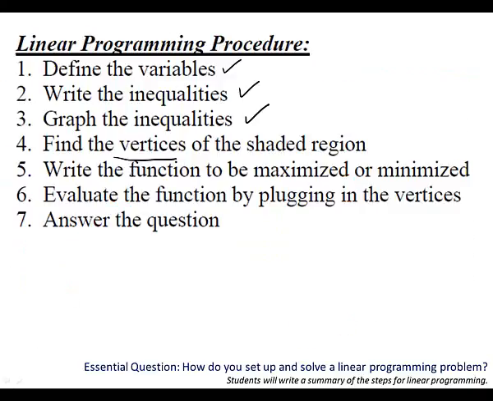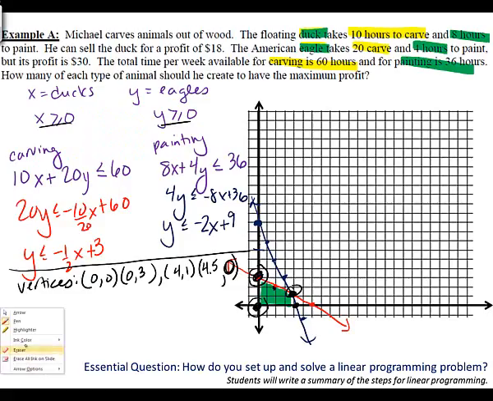So what does the instruction say? Write the function to be maximized or minimized. So we have to write another function, and this is something totally new for us. How many of each type of animal should he create to have the maximum profit? So we got to talk about money. Is there some information about money in here? How much profit is the duck? $18. So wouldn't I say 18 times x, the duck?